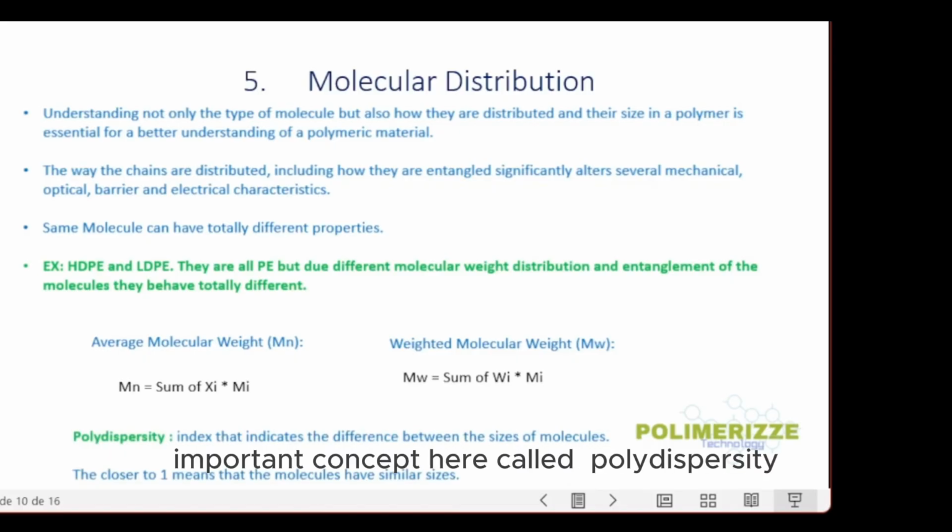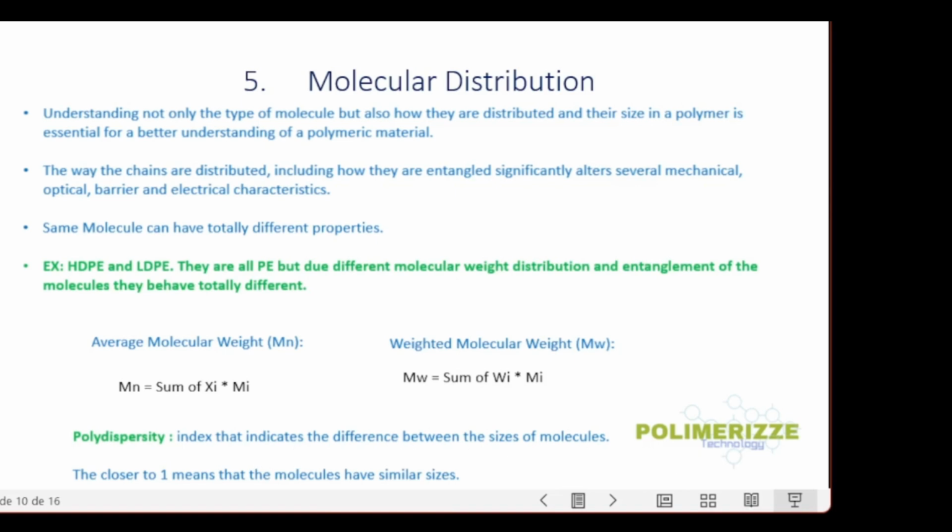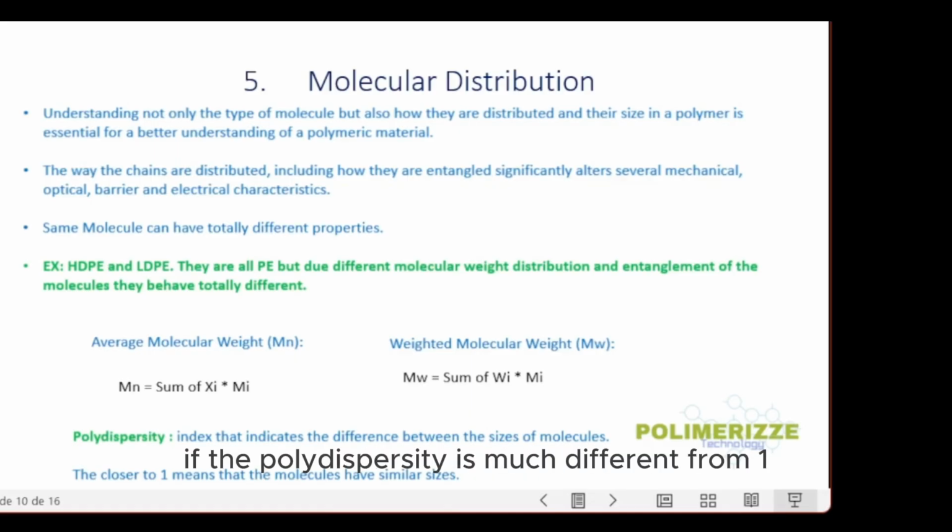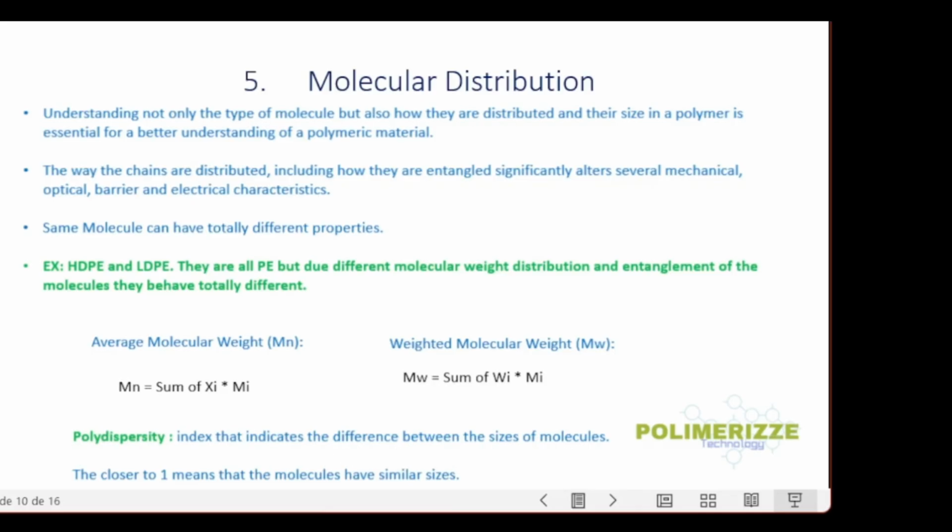There is an important concept here called polydispersity. It's an index that indicates the difference between the size of molecules. Polydispersity closer to 1 means that the molecules of the polymer have similar sizes. Meanwhile, if the polydispersity is much different from 1, it means that the molecules of a polymer have various sizes and different weights.